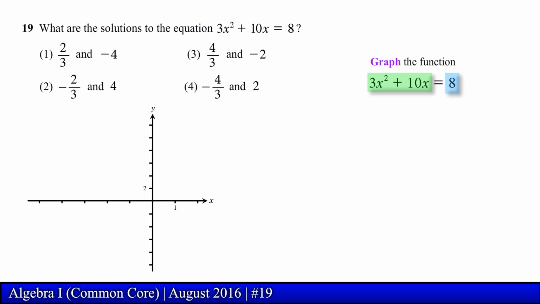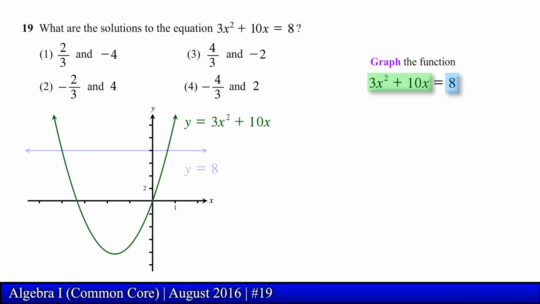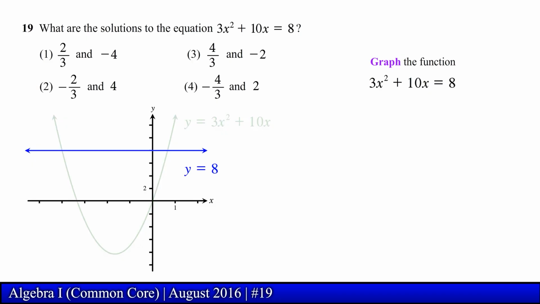In this case, we can graph the function y equals 3x squared plus 10x and graph the function y equals 8 on the same graph. Doing that, we obtain the following. Now we need to determine where the first function intersects the second function. We can determine this by inspection. Looking at the graphs, we see that both functions intersect at the points (2/3, 8) and (-4, 8).